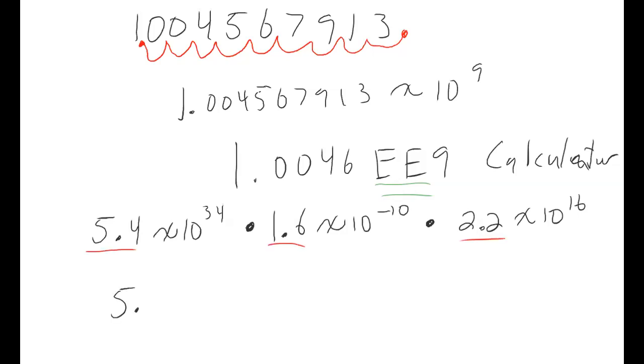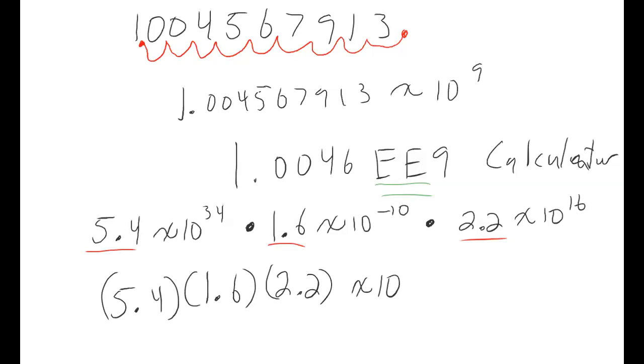So I can do 5.4 times 1.6 times 2.2. Then remember, my base is this whole times 10 thing. I am multiplying, so I just add the powers: 34 plus a negative 10 plus a 16. Now I can easily type 5.4, 1.6, and 2.2 in my calculator and multiply those, right?